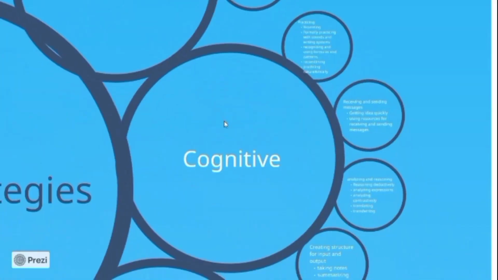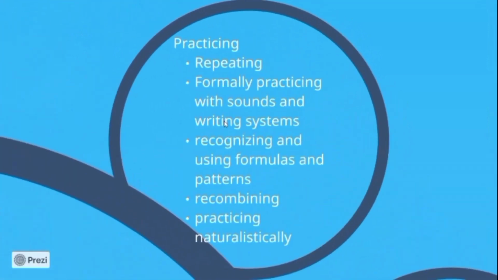The next strategy is cognitive strategies. The first strategy that can be done by the learners is practicing. The learners can do repeating, so they can repeat what they learned. And the second one, formally practicing with sounds and writing systems. They can practice using sounds, repeat orally or write what they have learned. Next, they can recognize and use formulas and patterns. If the material that they have learned consists of formulas and patterns, they can recognize the patterns and formulas that they have learned, recombining and practicing naturalistically.